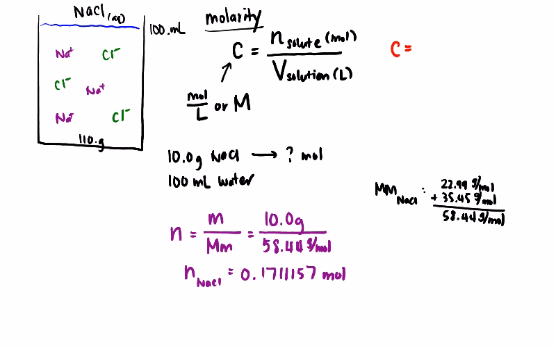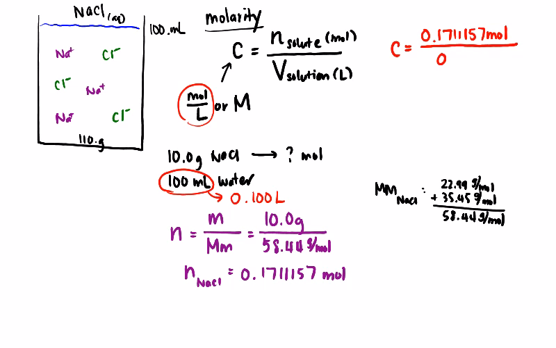With this number in mind, I can now calculate the molarity. To calculate the molarity, I need to take the moles of solute, which I calculated already, 0.1711157 moles, and I have to divide that by the volume of the solution, which is 100 milliliters. Since molarity is in units of moles per liter, I have to convert 100 mL into liters, which is equal to 0.100 liters.